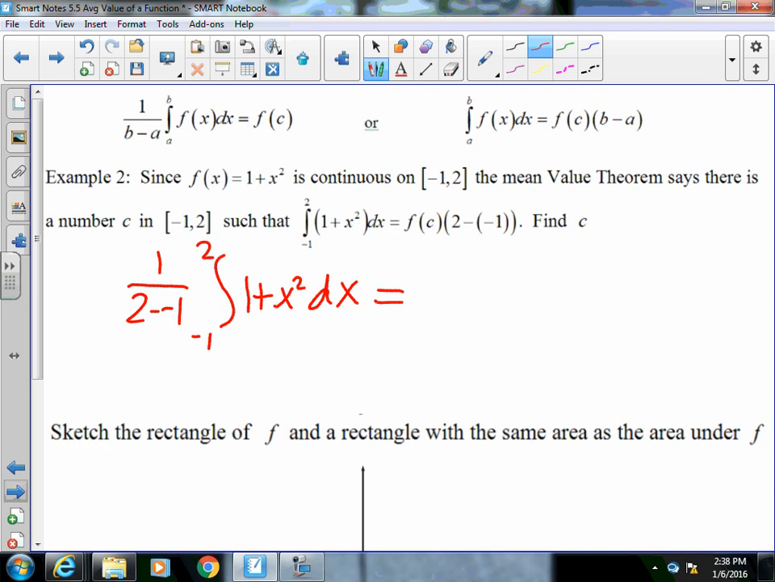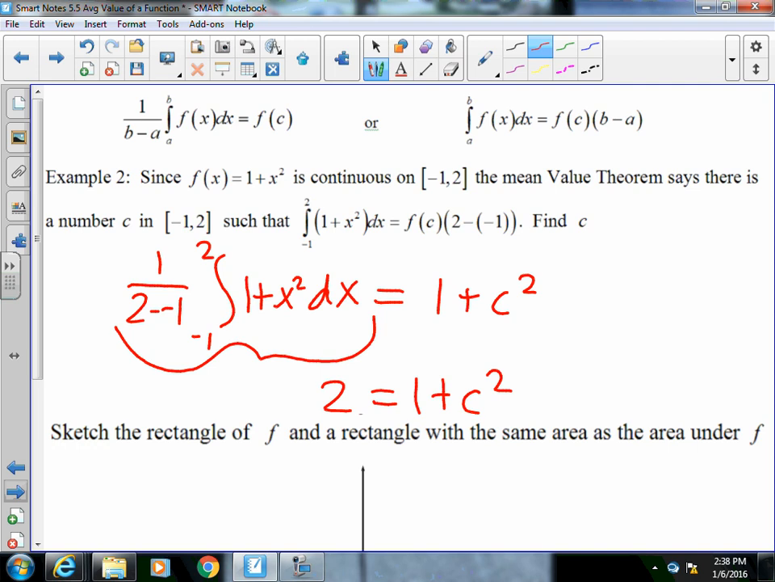Well, we don't know that value. That's what we're solving for. So we put c in our equation. Now, we already found out from our earlier problem that this is equal to 2. So if 2 equals 1 plus c squared, if you want to solve this, subtract 1 from both sides, so 1 will equal c squared. So c has to be plus or minus 1.